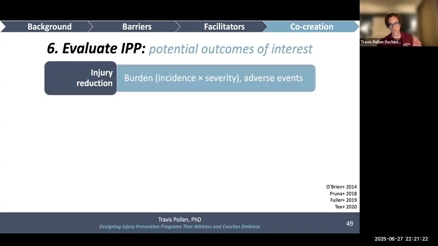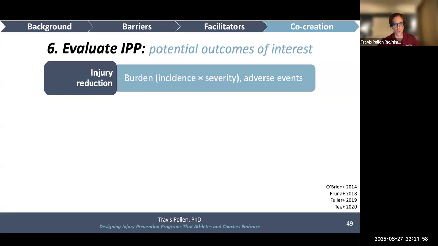So first, yes, injuries. How many injuries did we reduce maybe this season compared to the season before implementing it? How did our burden of injury compare in terms of the incidence of injuries that we were seeing, as well as the severity? Were there any adverse events, or negative side effects? For example, did the athletes or coaches feel like the program was causing a lot of fatigue that was affecting their performance? And maybe do we need to find a more minimum effective dose in terms of frequency and volume so that we can keep the program adaptable and minimize those side effects?